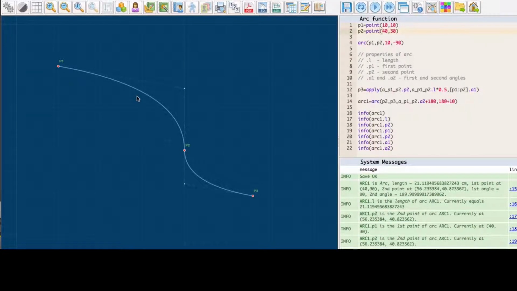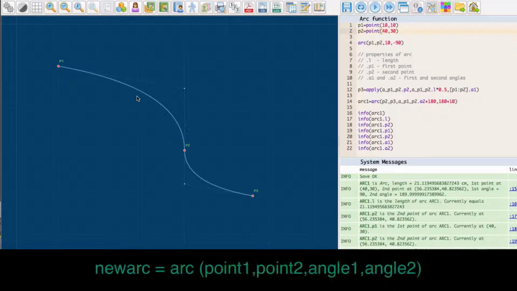In the previous lessons we learned to place points on the screen using the functions point, apply, meet, intercept, and compass. We also learned how to draft lines and refer to their properties. In this lesson we talk about arcs. In Sewist Software, arc is a simplified curve. To create an arc, we need two reference points.